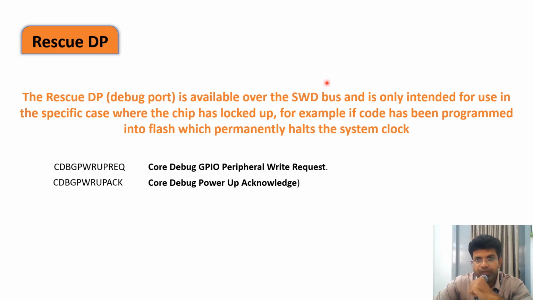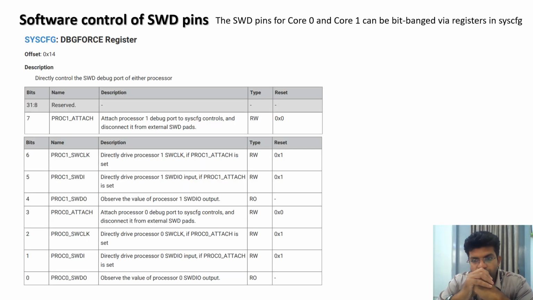For example, if the code that we have written has some problem, and it permanently resets the system, every time it turns on, it automatically restarts, so that is a kind of hang situation. The chip gets locked up. In that situation, this will come into play, and it will restart the system. And what you see here is the software control of SWD pins. So you can see what are the different things that we can do.